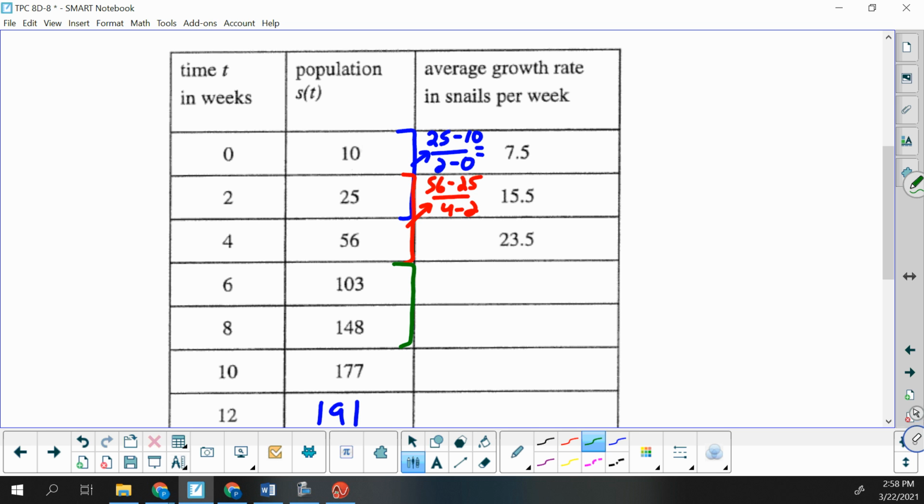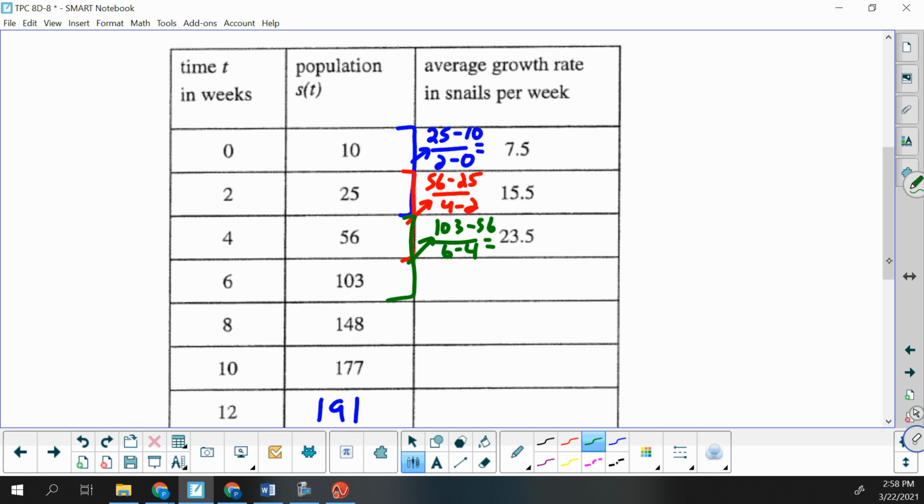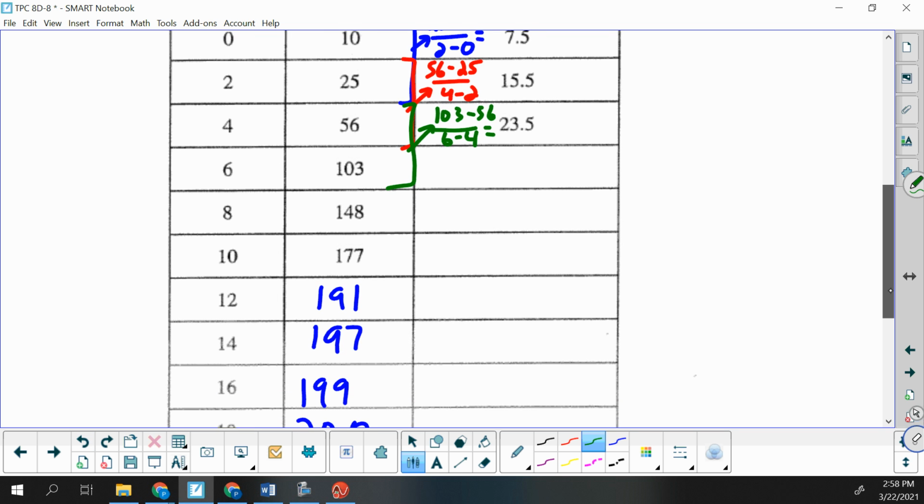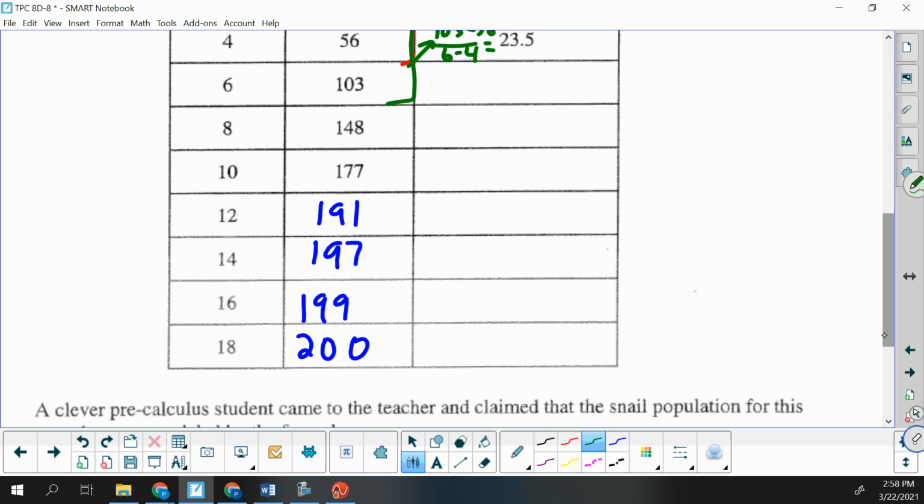oops, I missed one. Hold on. They're using these two to find this. They're doing 103 minus 56 over 6 minus 4. So it's just your y minus y over x minus x, like we've done slopes before, and you get 23.5 for that one. So because it's kind of going in the box above, we won't have anything for the last one. So you shouldn't have anything in this box here.